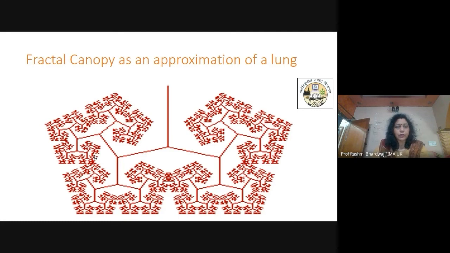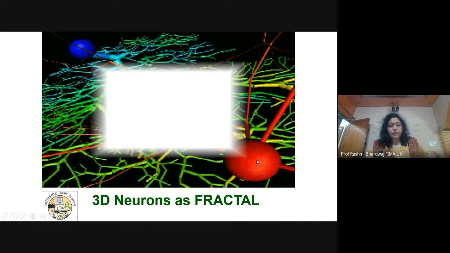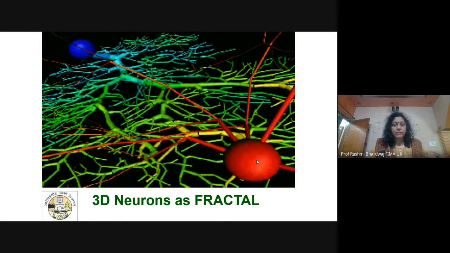This is the fractal canopy, an approximation of a lung. And during COVID, you see that the most affected part is the lungs. The reason is that it has a fractal approximation, so if any part is affected, it spreads very fast. Same way, our neurons also have the fractal property, and this is the reason that within a fraction of a second, the signal transfers from the brain to any part of the body.